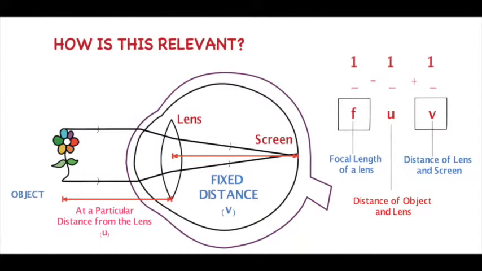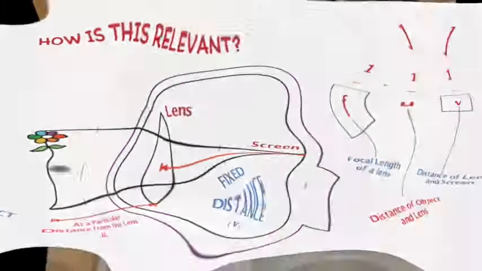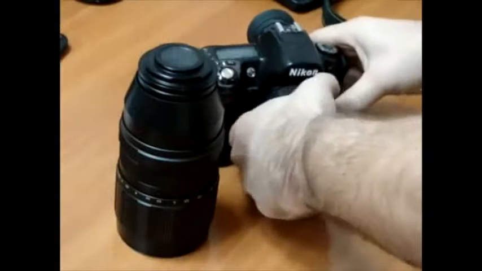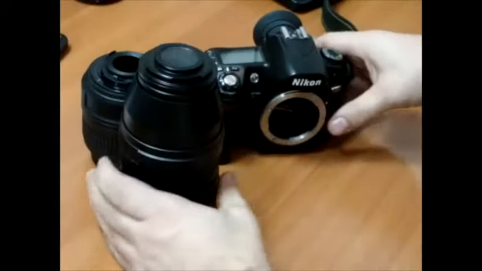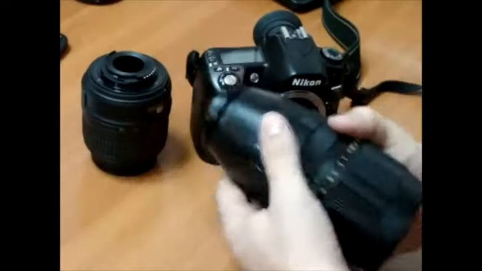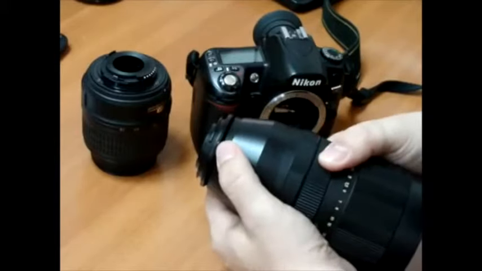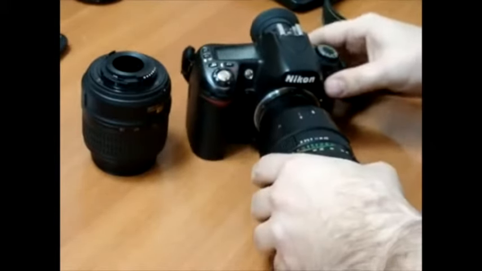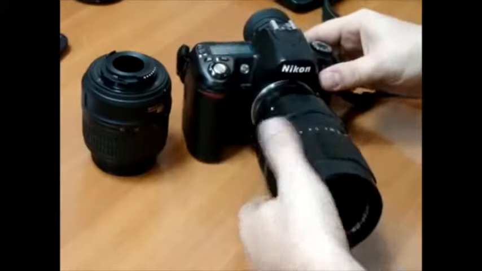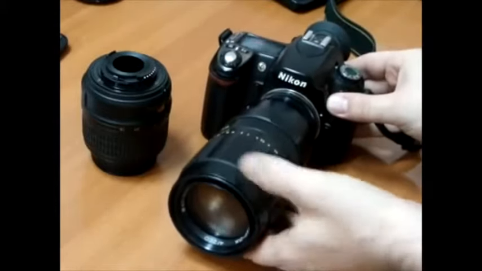Meaning, in other words, if the object is placed at a different distance, then a clear image will not be formed. Then how can you see two objects which are at different distances? This is precisely the reason why we change lenses in a camera. When the distance of the object changes from the camera, we use a lens of a different focal length. That is, if U changes, we also change the F.